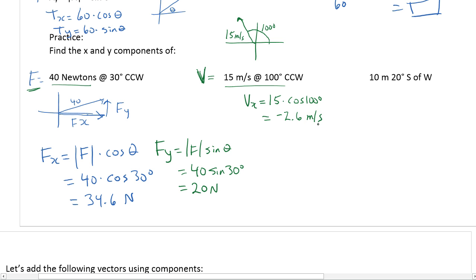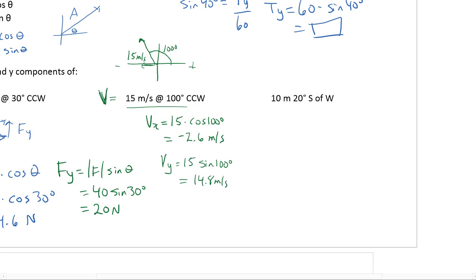So why is it negative? Well, look at the diagram. You know, x goes positive this direction, negative in that direction. So it does go a little bit negative, right? So it would go about that much negative, right? So it's negative 2.6. Vy is going to be equal to 15 times the sine of 100 degrees. And putting that into your calculator, we should get 14.8 meters per second.